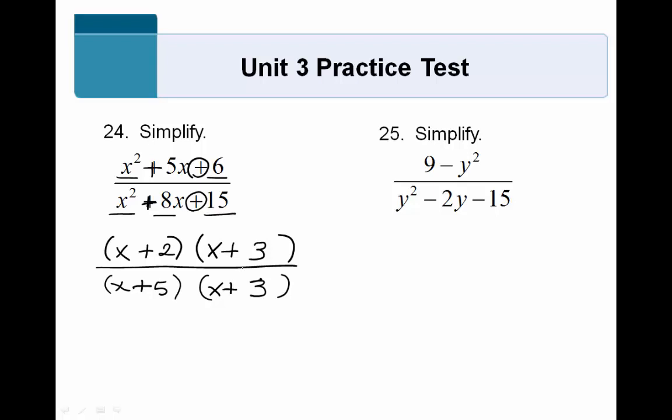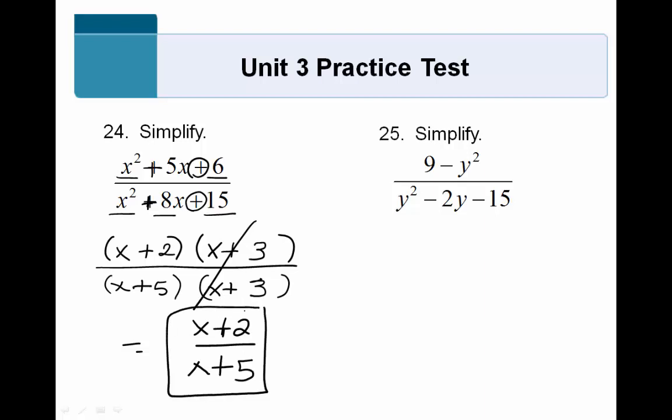X plus 3 divided by x plus 3 is 1. So simplified, I have x plus 2 over x plus 5. You're done. Do not cross out those x's. It's x plus 2 factor over x plus 5.